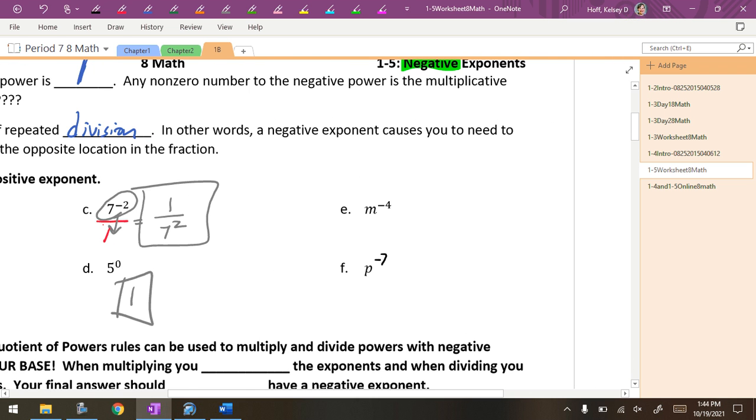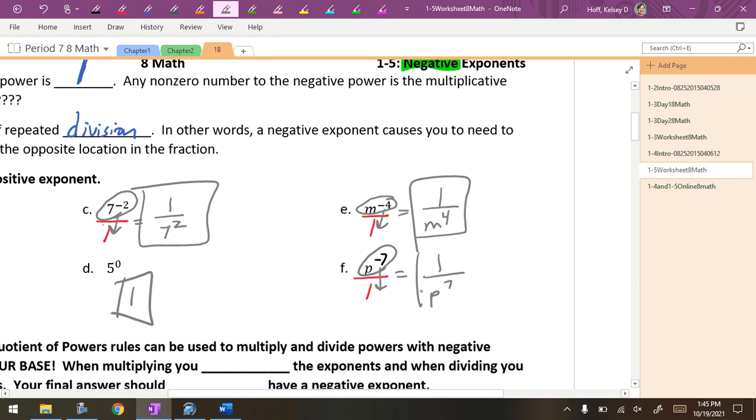E, m to the negative fourth. I can't have a negative exponent. I put it over 1. I drag my base down. My final answer, 1 divided by m to the fourth. F, I put it over 1. I can't have a negative exponent. I drag it down. My final answer, 1 divided by p to the 7th.